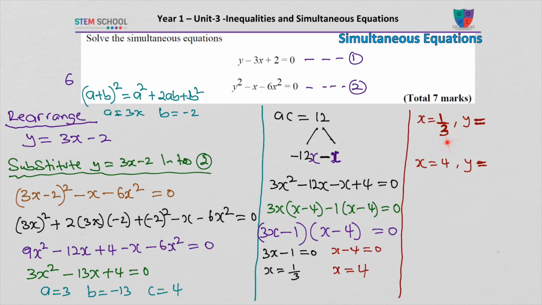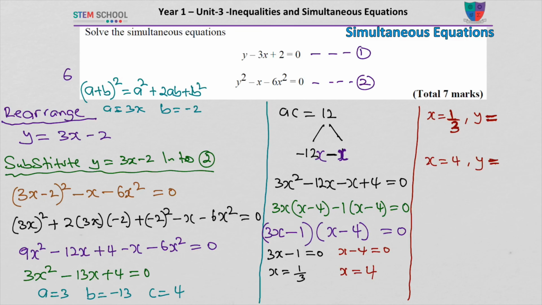At x equals 1/3, I need to find y. To find y, I need to plug x equals 1/3 here. If I put 1/3 here, 3 times 1/3 is 1. 1 minus 2 is minus 1. Therefore, y equals minus 1. And I need to put x equals 4. So if I put x equals 4 here, 3 times 4 is 12. 12 minus 2 is 10. Therefore, y equals 10.